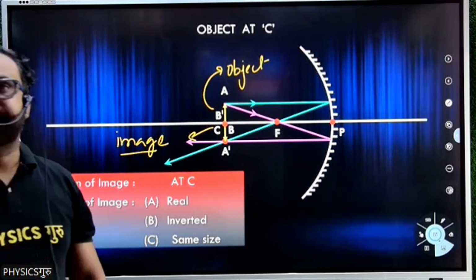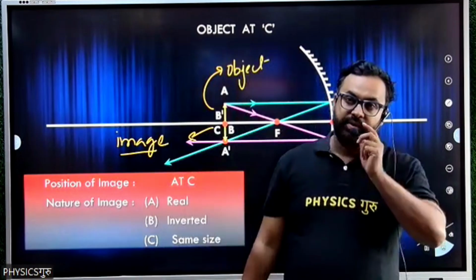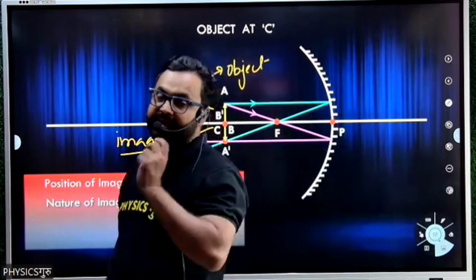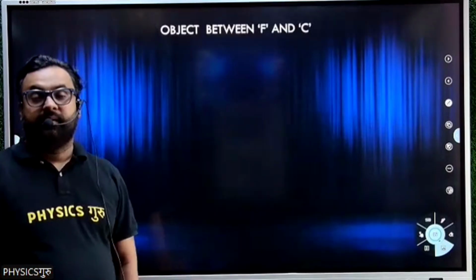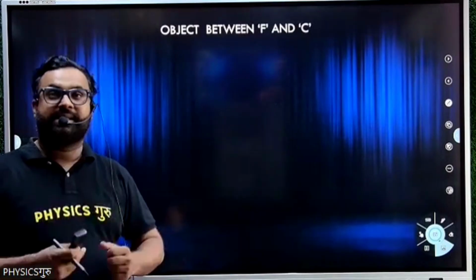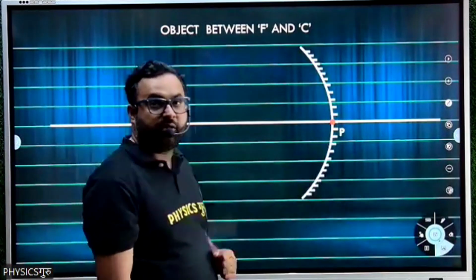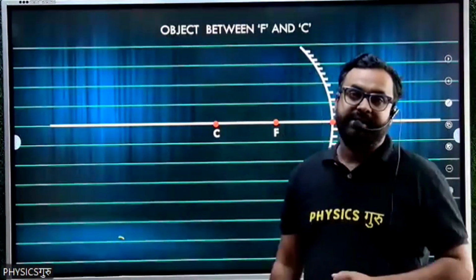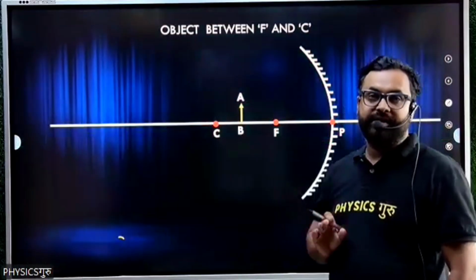Yes, sir. Next one. This is the same as case number 2, right? Now case number 3. Third case: when the object is placed between focus and center of curvature. So we have pole, we have focus, we have center of curvature.